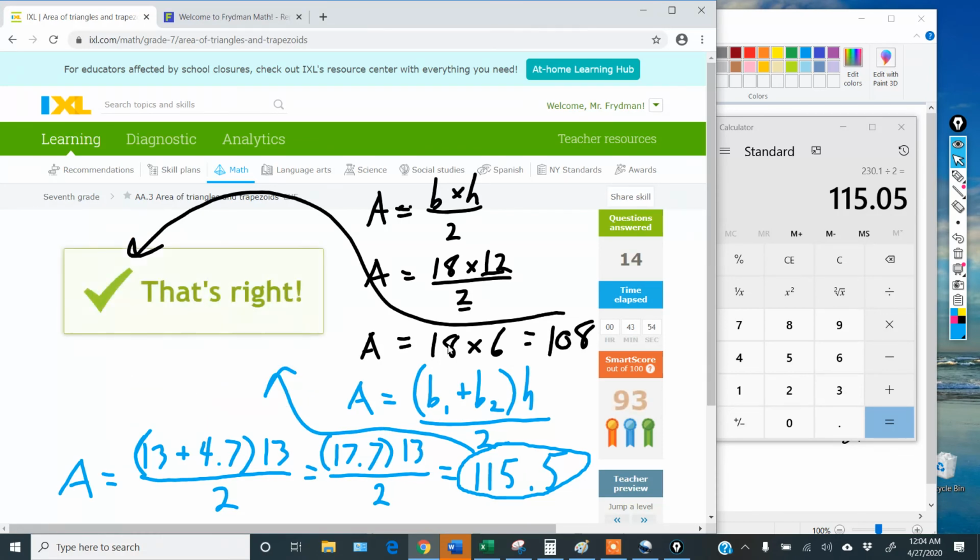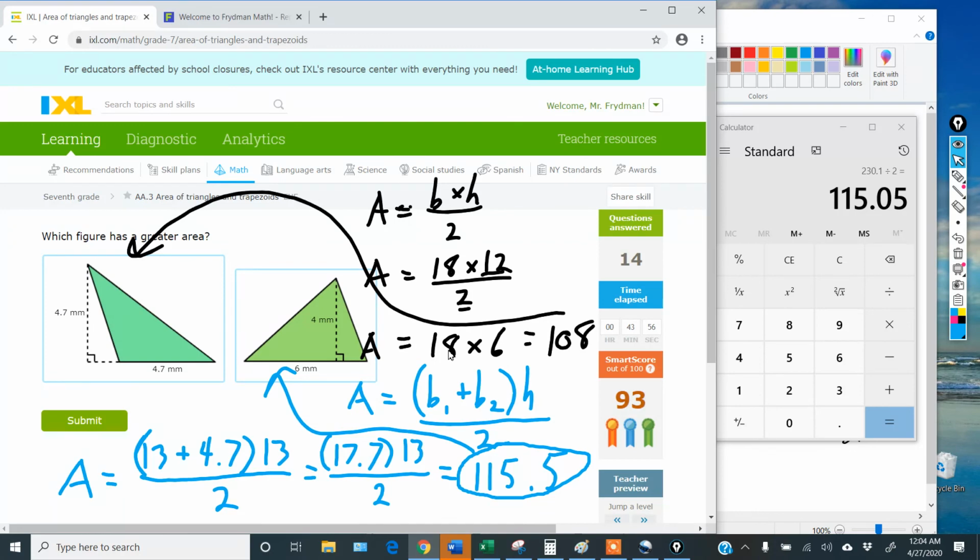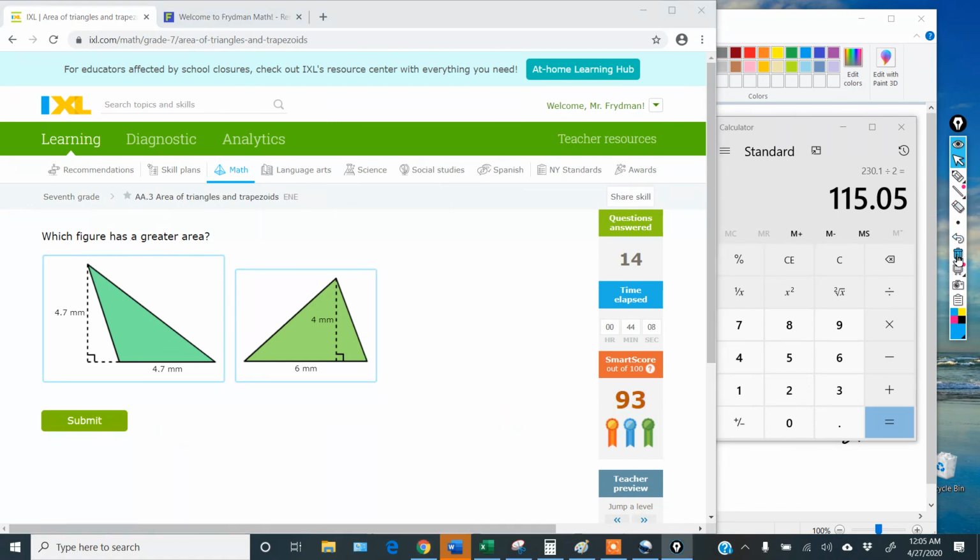Okay. Let's see. Am I getting anything different here? I think this is pretty much the same. Again, just find the area of both of these triangles. And then see which one is bigger.